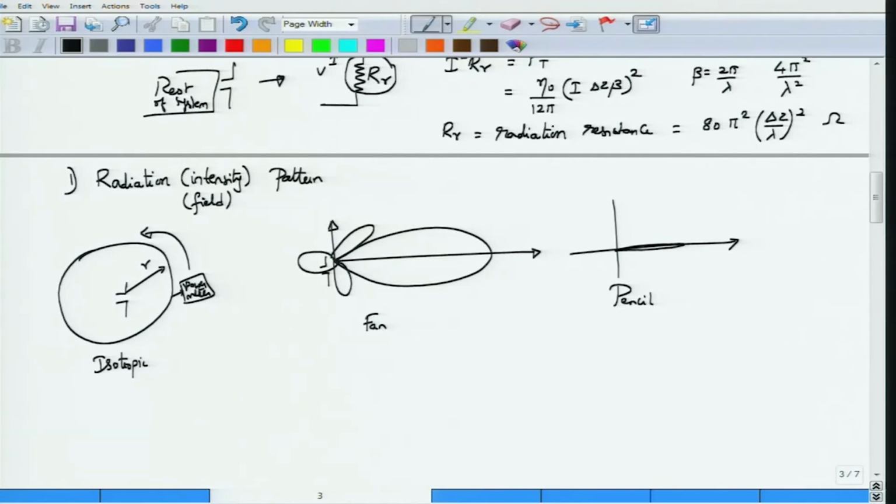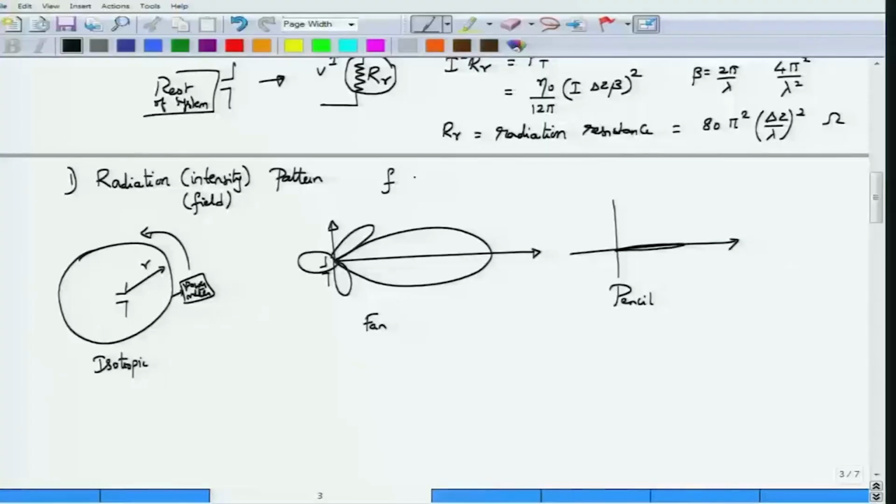So, this is what we actually mean by radiation intensity pattern: the power being a function of theta for a given value of r, and the power being a function of phi, is called the radiation intensity pattern. Sometimes you are also interested in the radiation field pattern, in which case you are interested in electric or magnetic fields, and accordingly you will have an electric field pattern and a magnetic field pattern. Again, these field patterns are simply some functions of theta and phi, at a given r.